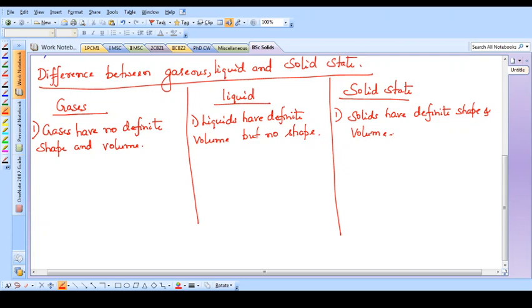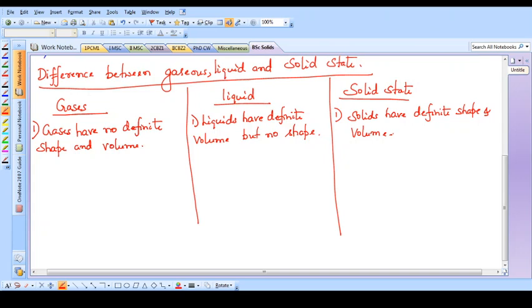Now, why does each state of matter have such a unique property? Why do gases have no shape or volume? Why do liquids have volume but no shape? Why do solids have definite shape and definite volume? The answer to this question depends on the two factors which I discussed earlier. One is the kinetic energy of the particles. Second is the force of attraction between the particles. Based on these two factors, we can understand why gases have no definite shape and volume, while liquids have volume but no shape, while solids have definite shape as well as volume.